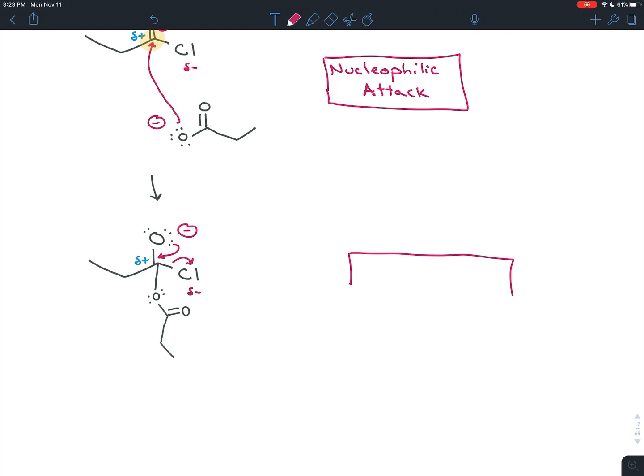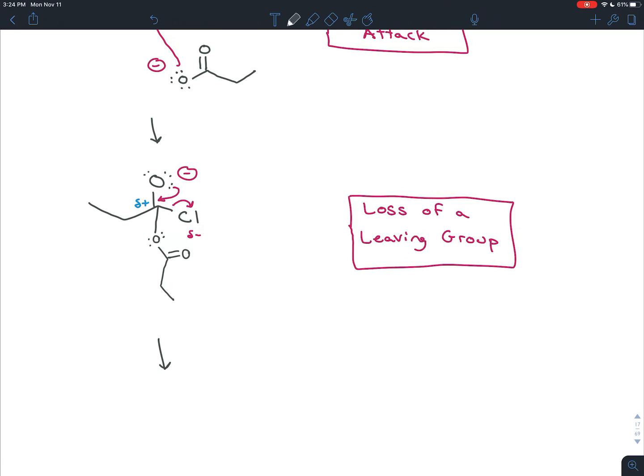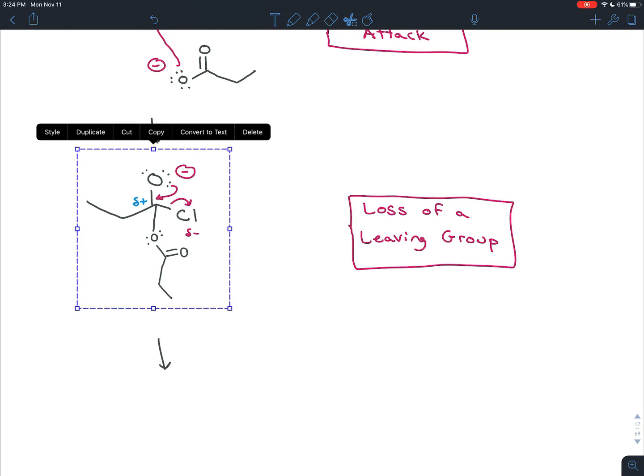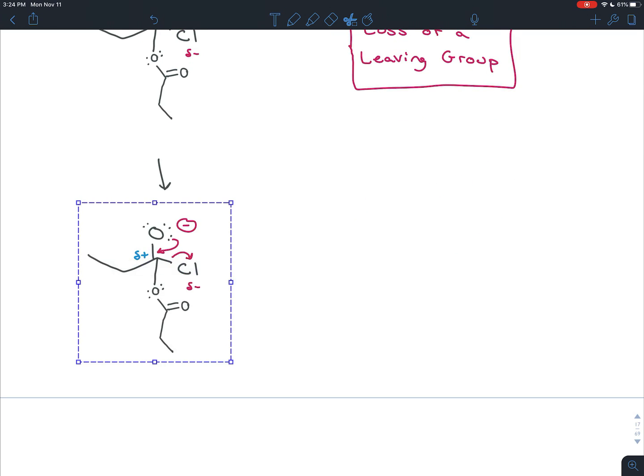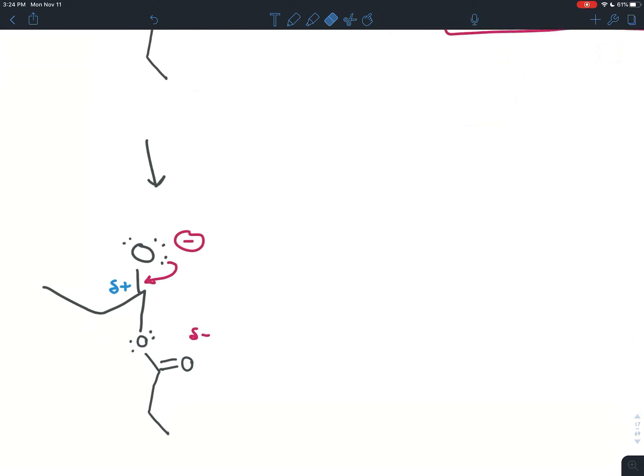And that, overall, if you had to classify that in one of our 4 curved arrow patterns, would be loss of a leaving group. Okay, so the tetrahedral intermediate collapses, and what we're going to get after that collapse is the chlorine will leave. So the chlorine leaves. The electrons here form a new pi bond.